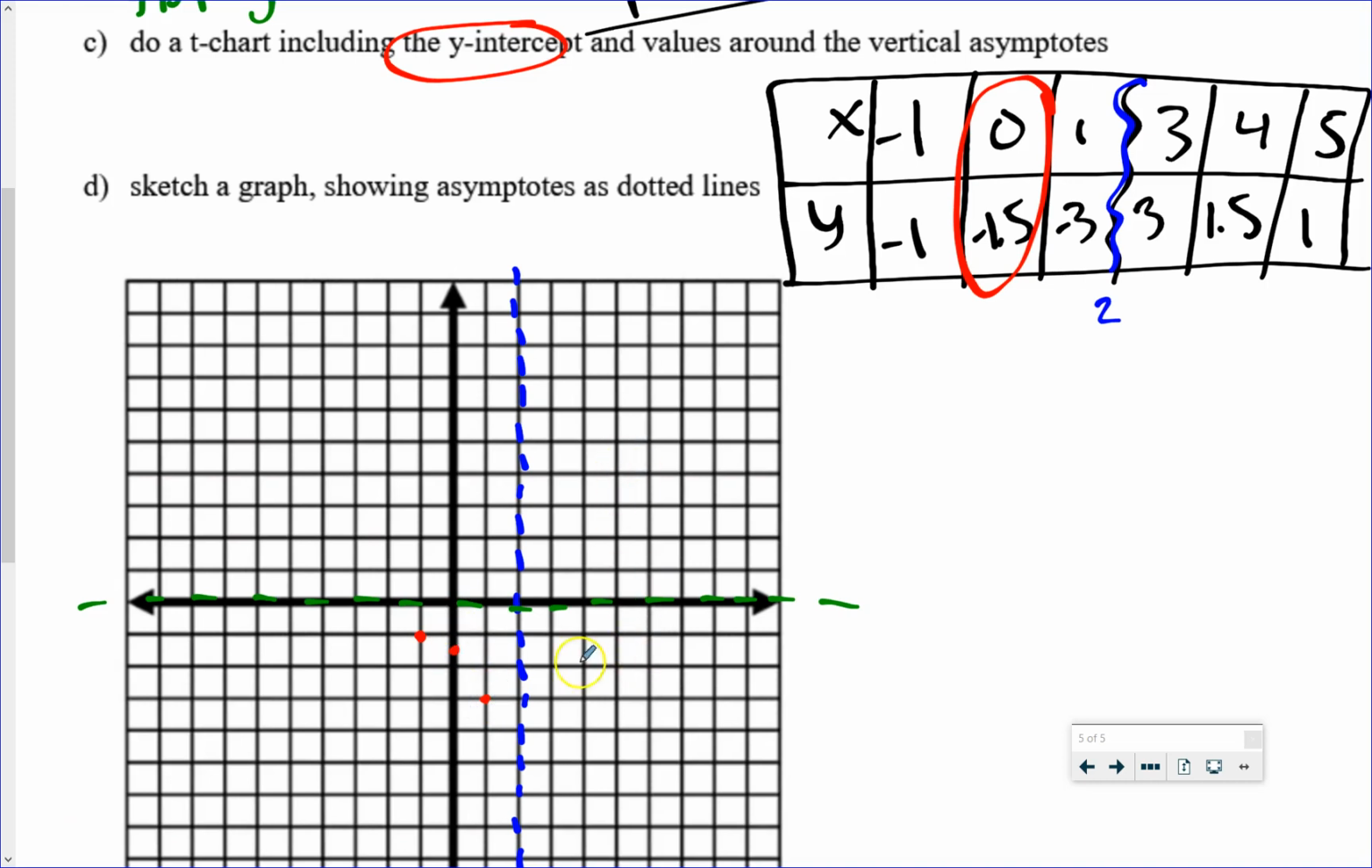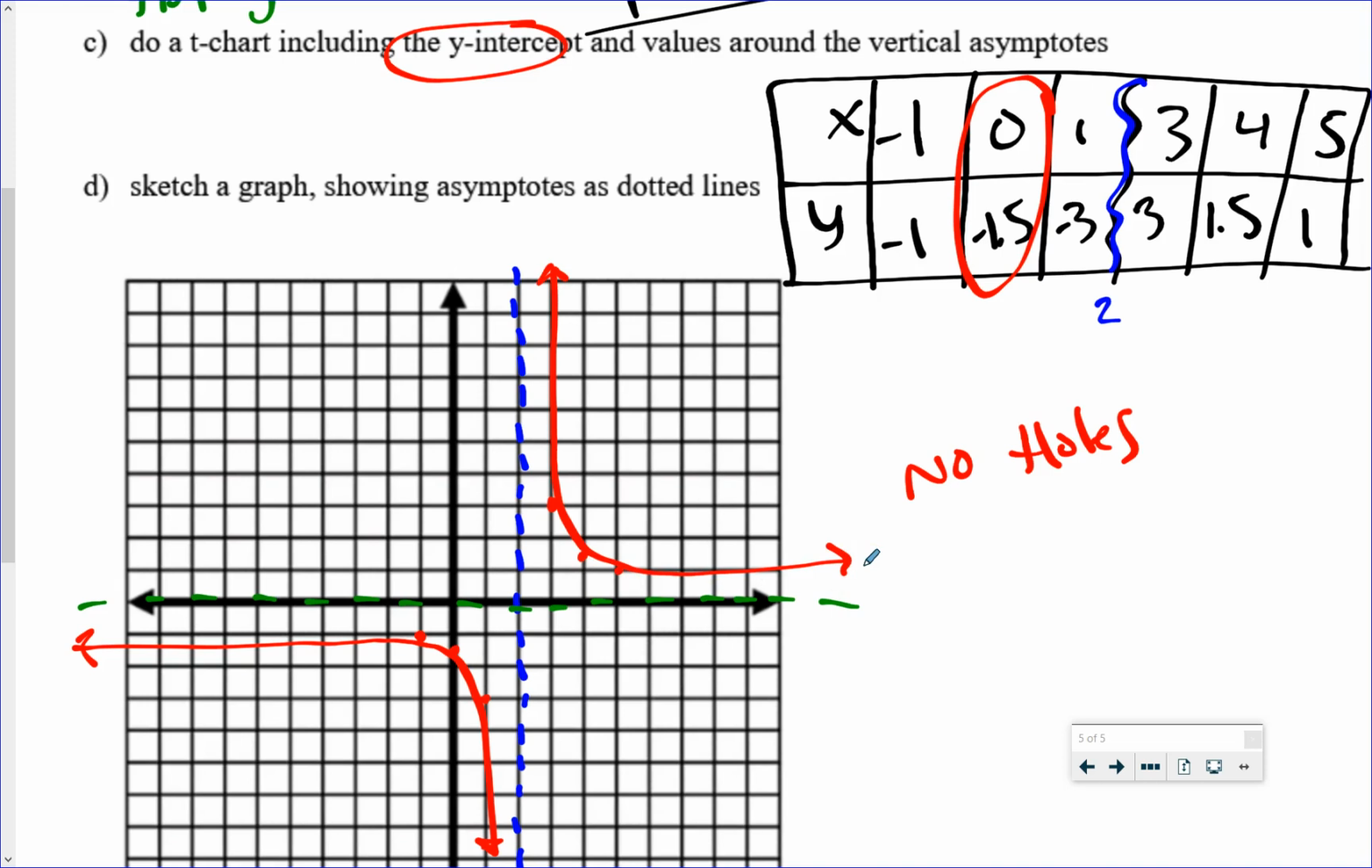So we know that one is in quadrant 3. The other one has to be diagonal from it, so it needs to be in quadrant 1, which it is. 3, 3, 4, and 1.5, 5, and 1. So we're getting real close to these asymptotes, not touching them. We did not have any holes this time, so we don't need to graph any of those. So we're just going to connect them. There we go. There's one, and there's my other.